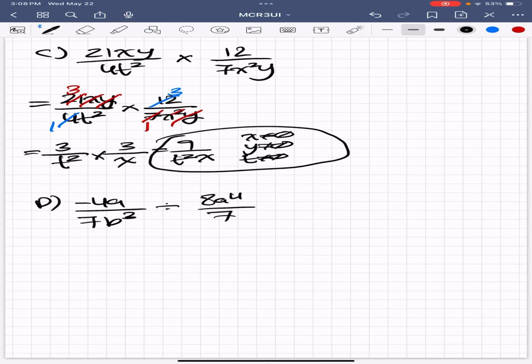Okay, so we have 9 over t squared x. And again, x, y, and t all cannot equal 0. Moving on. So this is a division statement. So again, we're going to flip and multiply.